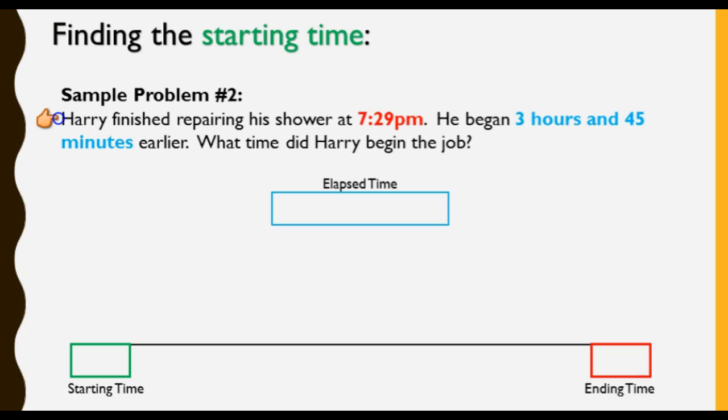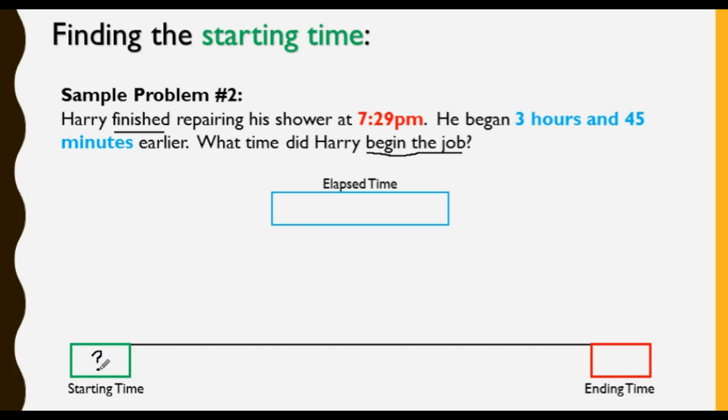Okay, so our problem says Harry finished repairing his shower at 7:29. So he finished repairing his shower at 7:29. That sounds like a keyword. I'm going to underline it. He began 3 hours and 45 minutes earlier. What time did Harry begin the job? Okay, so that's our question. We need to find the starting time.